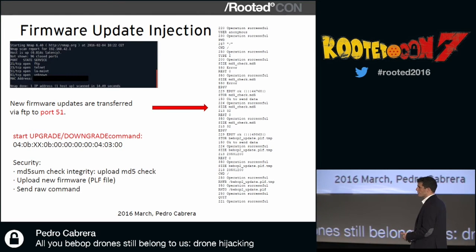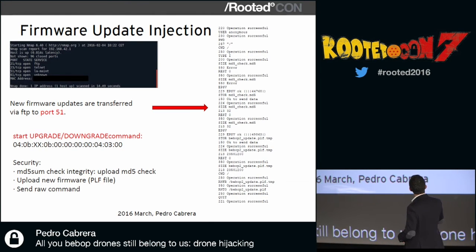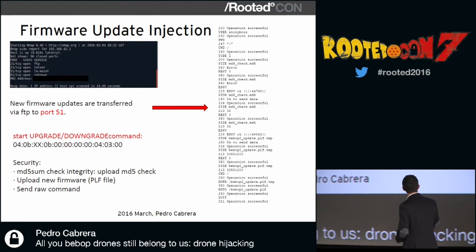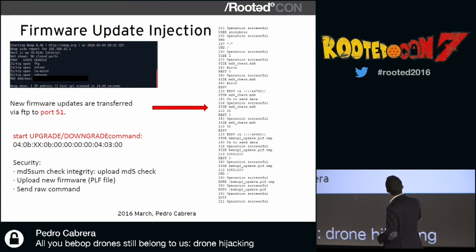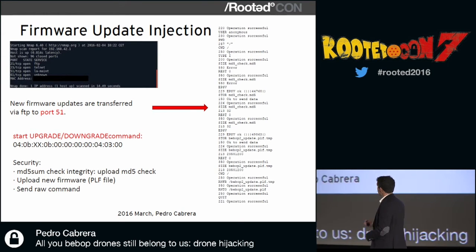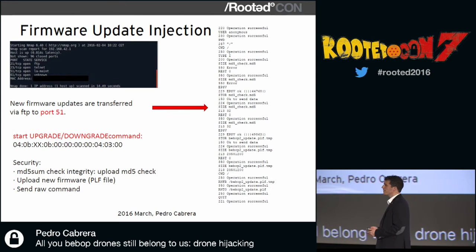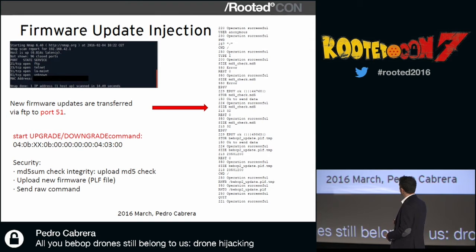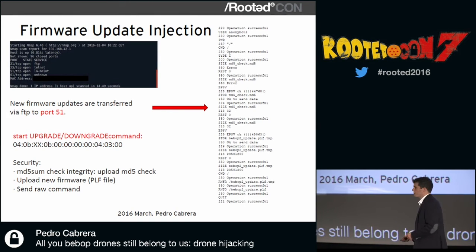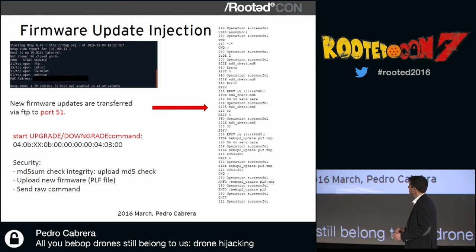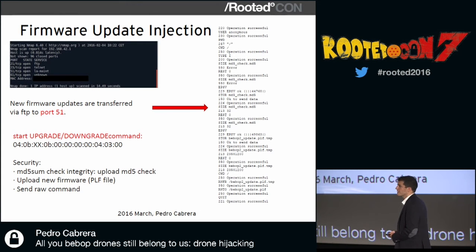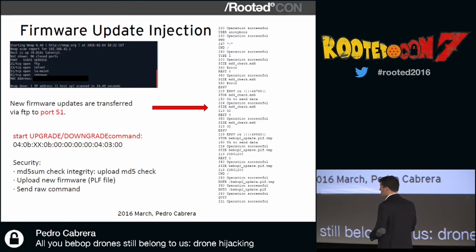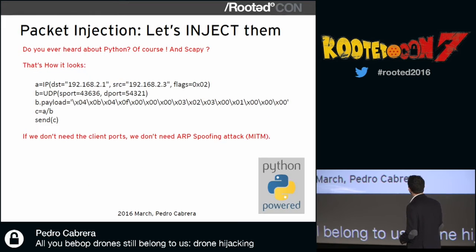The firmware is injected, as you can see on screen. This is a capture sending the file. The funny thing is that the drone checks the integrity of the firmware before the update command. If you don't send any MD5 through FTP to port 55, just send the firmware, and that's it. It updates automatically. If you want to create your own firmware, you can use the AR drone tools to create a specific one.